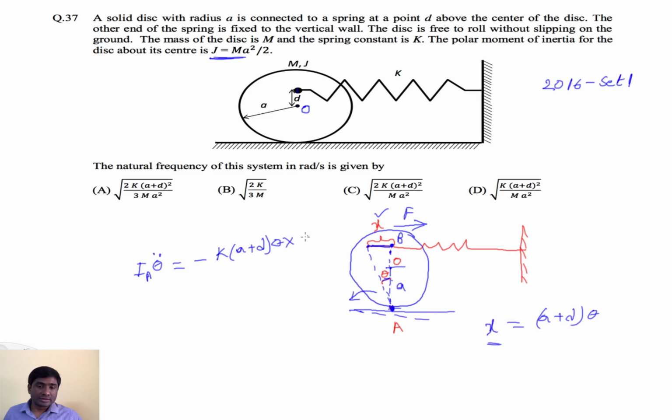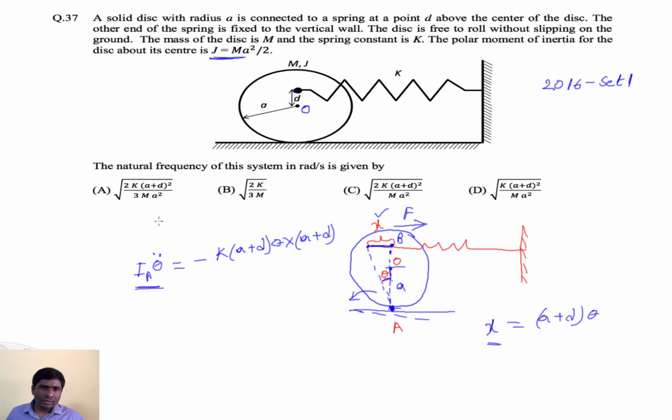That's a perpendicular distance actually. So that is nothing but A plus D. And here we have mass also for this disk, but mass is acting through the point A, so automatically that will become 0 if you multiply with the perpendicular distance. And here, what is the IA?